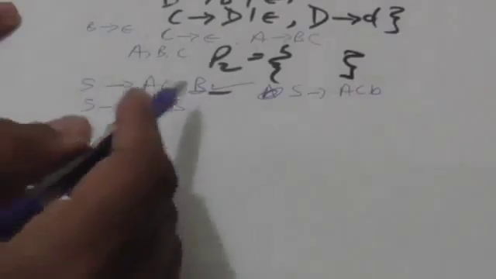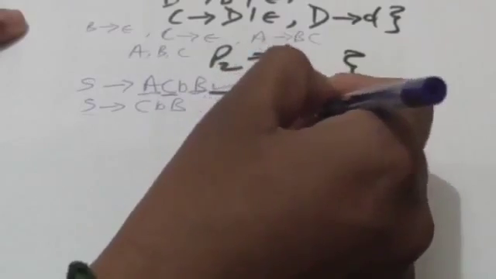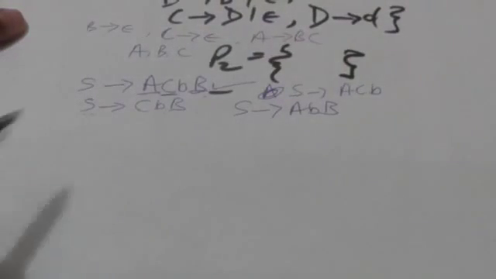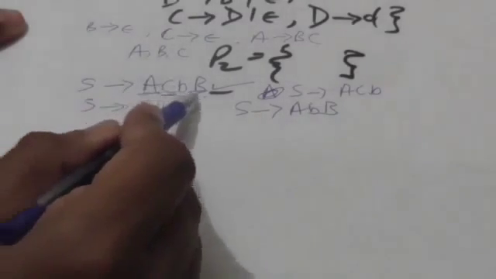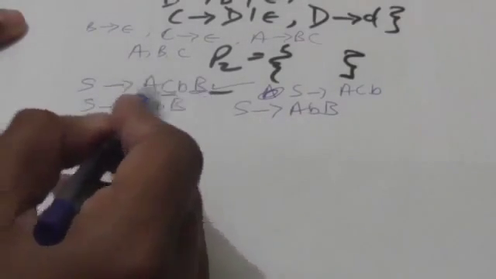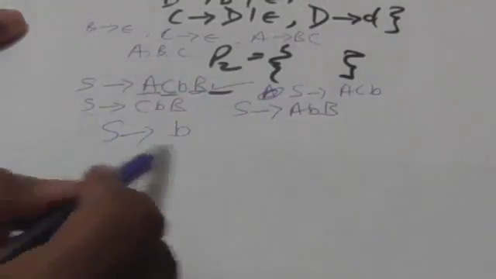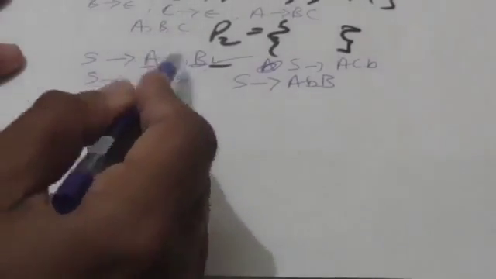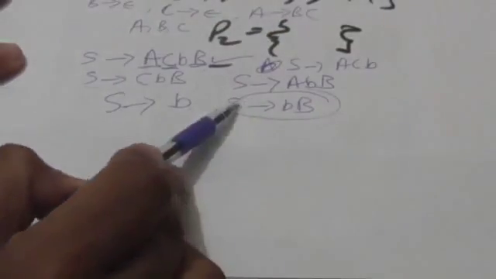Now delete C from the right hand side of this production. Then we will get the production S derives ABB, right? Now delete A, C, B, all three nullable variables from the right hand side of the production. Then we will get S derives B. So it will also be added to the set P2, right? Now delete nullable variables A and C. We will get this production S derives BB. So add it to set P2.